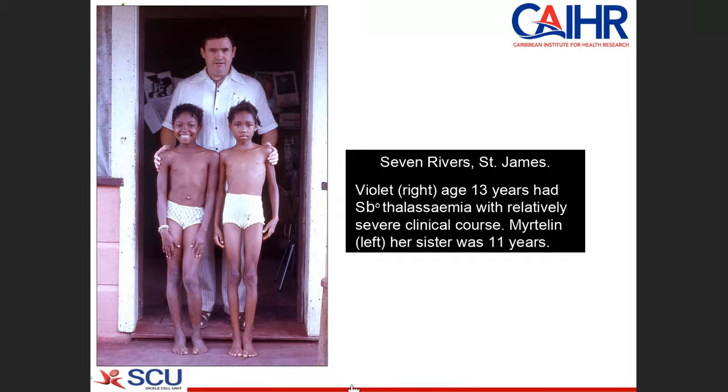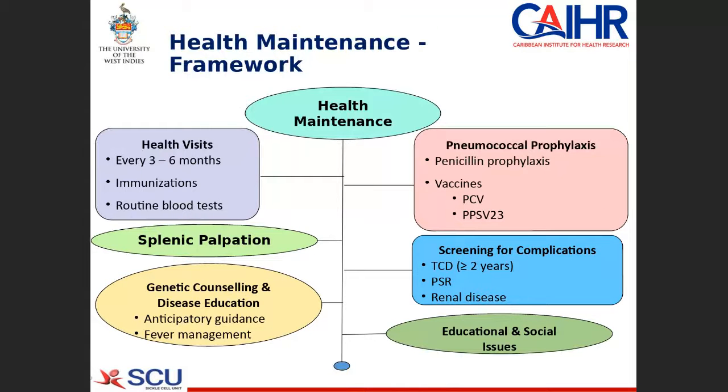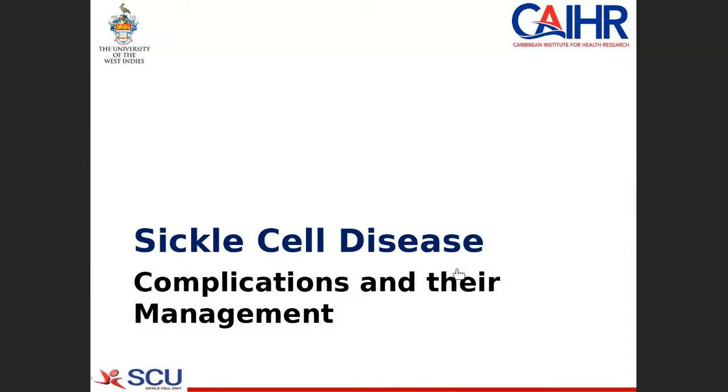All right. Just a general framework for health maintenance, focus areas: routine health visits, just for your checkups, immunizations, routine blood tests, pneumococcal prophylaxis, so we'll talk about that, splenic palpation, we want to screen for complications, and then there's disease counseling and education, as well as dealing with educational and social issues associated with our patients. All right, so we're now going to complications, or to acute, mostly common complications and their management.